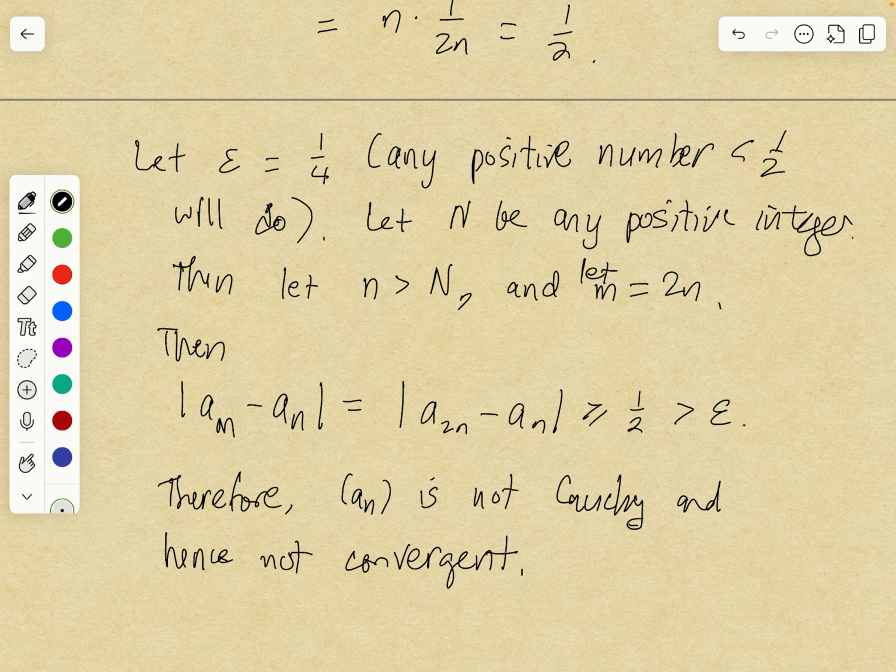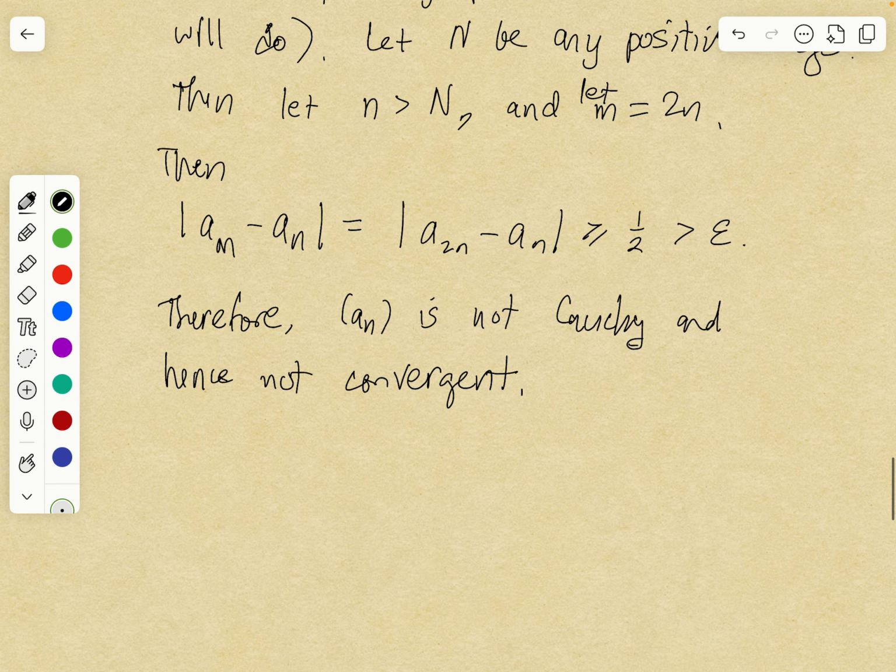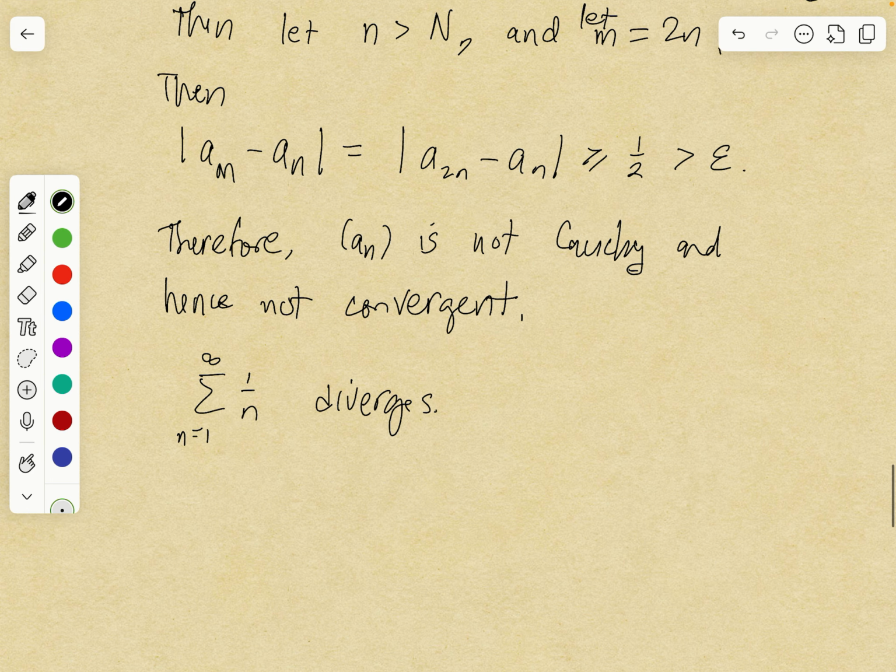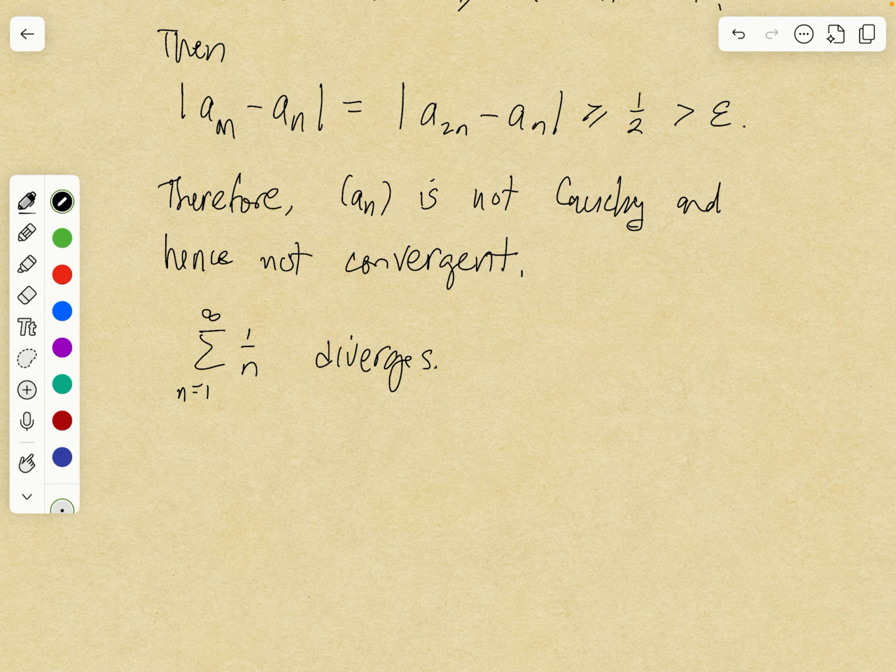So this is a proof that the harmonic series diverges. The harmonic series, being the sum of 1 over n from 1 to infinity, diverges, because this series is really the limit of the partial sums, but the partial sums don't approach a finite limit. So that's a classic result, and this gives an example of how to show that a sequence is not Cauchy.